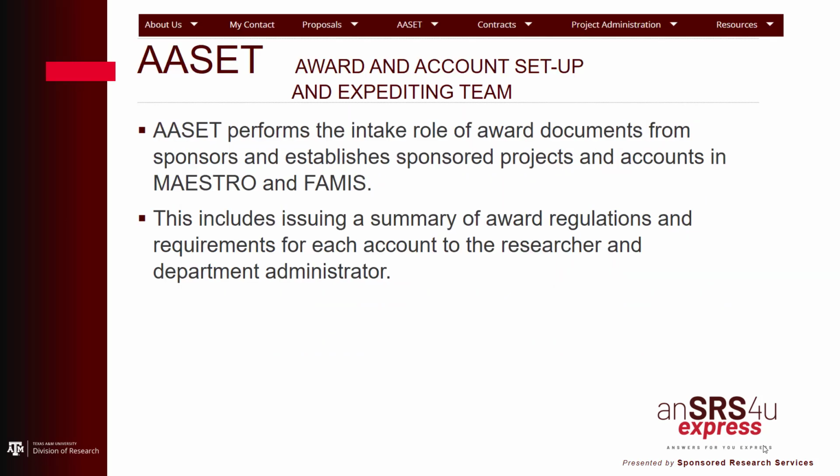Once a proposal is selected for funding, the sponsor will notify SRS by issuing a notice of award. The notice of award is the agreement between the sponsor and the institution. In SRS, the award and account setup and expediting team, known as Asset, receives and logs in the notice of award. If applicable, they will forward the agreement to a contract negotiator to review the terms and conditions. Once the agreement has been approved and accepted, Asset will enter the terms and conditions into the Maestro and Famous accounting systems, notify the PI, and release the project to the post-award project administrator.